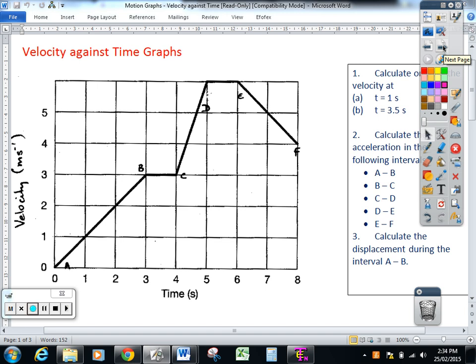At time equaling 0, we are at zero velocity. So what is zero velocity? What's another way of saying zero velocity? You're not moving. So it's a 4-letter word. Stop. Good. We are stop. So this is stop.